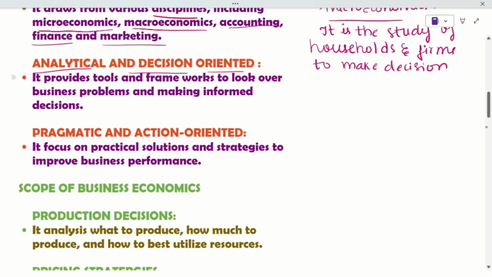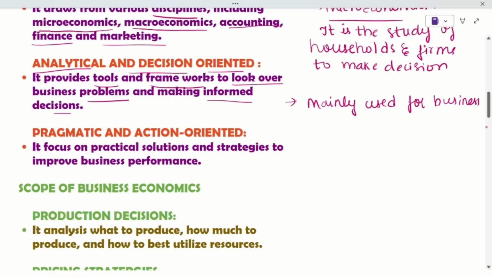Next thing is analytical and decision oriented. Analytical means analysis, and decision oriented means it provides tools and frameworks to look over business problems and make informed decisions. It is used mainly for formation of decisions on business problems, looking at what business problems are going on.